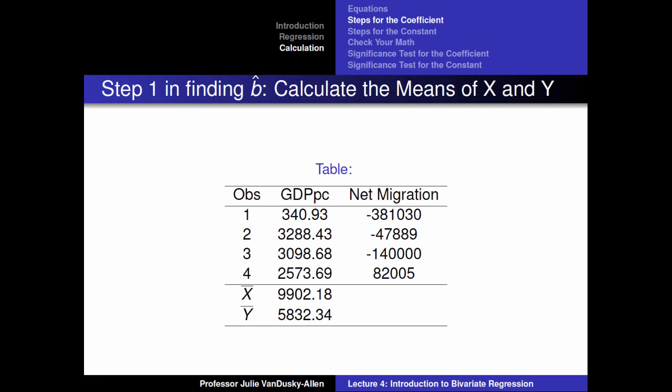So using the data from all 178 observations, I calculated the mean of the independent variable, GDP per capita, and it was 9902.18. And I calculated the mean of the dependent variable, net migration, and it was 5832.34.